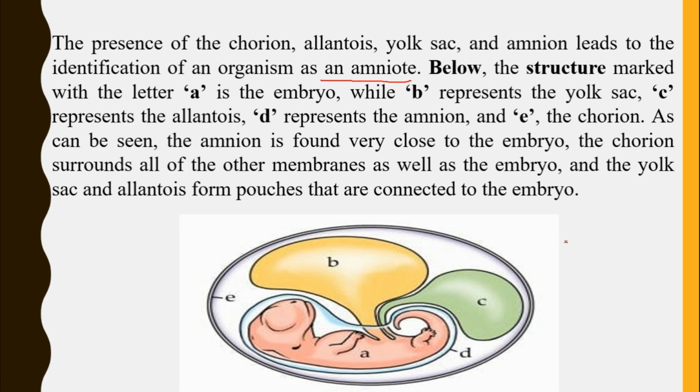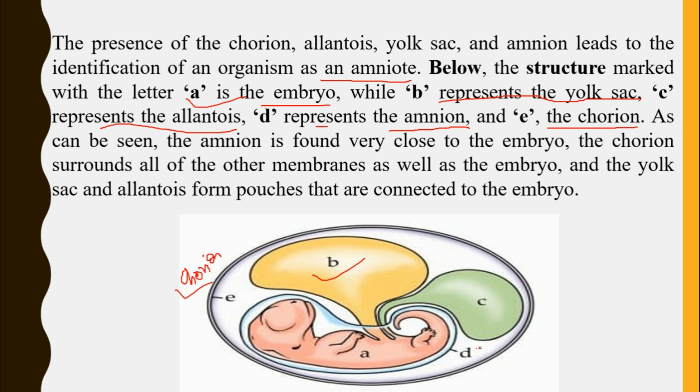Okay. Here below, the structure marked with the letter A, you can see A. A is the embryo, while B represents the yolk sac, meaning umbilical vesicle, and C represents the allantois. Allantois is present between the chorion and amnion. And D represents the amnion. Amnion is the innermost layer, and E represents the chorion. Chorion is the outermost layer. So E is chorion.